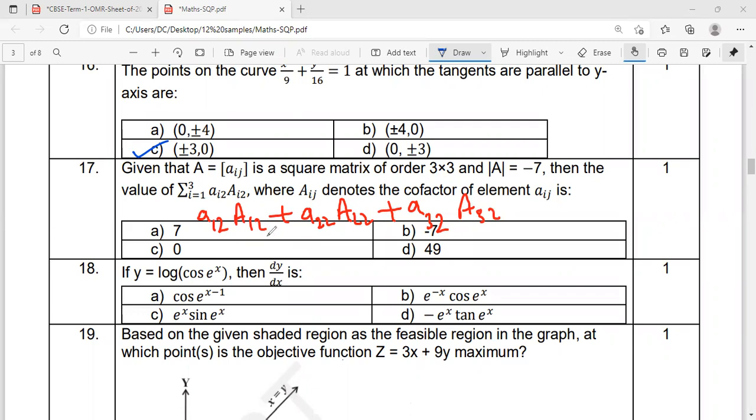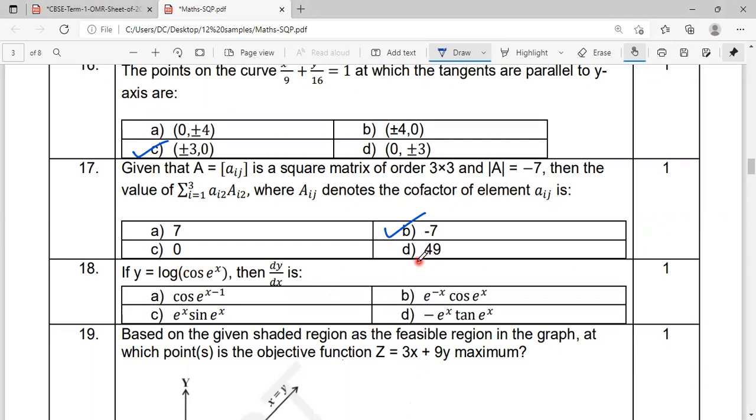Now look at this: 1 2, 1 2, 2 2, 2 2, 3 2, 3 2. We know that multiplying the element with its corresponding cofactor and summing gives you determinant A. So this value would be equal to determinant A only. So your answer is minus 7. Yes, the answer is minus 7.